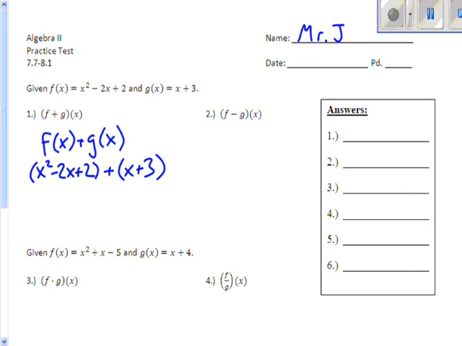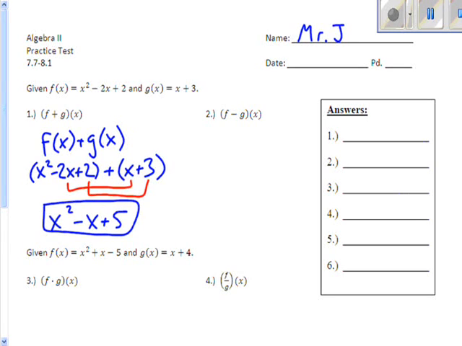I can get rid of them. I can ignore them. And I'm just going to combine like terms. The negative 2x and the plus 1x, the 2 and the 3. I combine like terms. I get x squared minus x plus 5. And that's it.